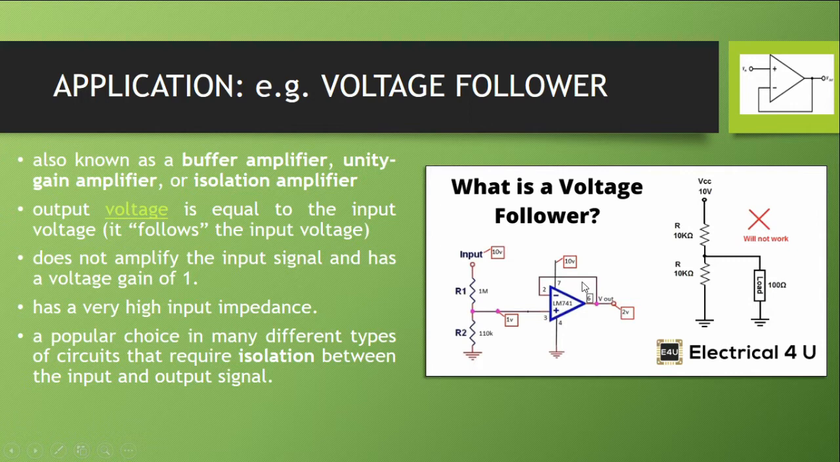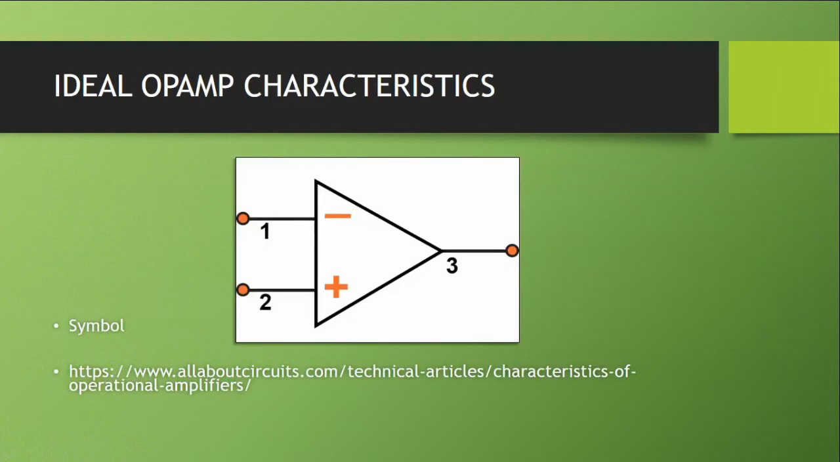Alright, that's it for voltage follower. Now let's discuss the characteristics of an ideal op-amp. We have this symbol for the op-amp, the output and the two inputs, the positive and the negative.